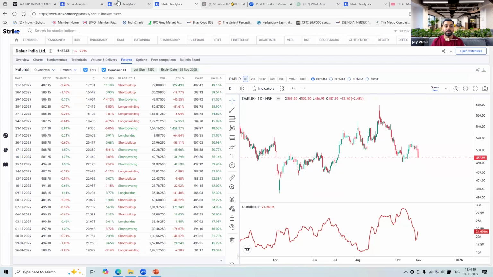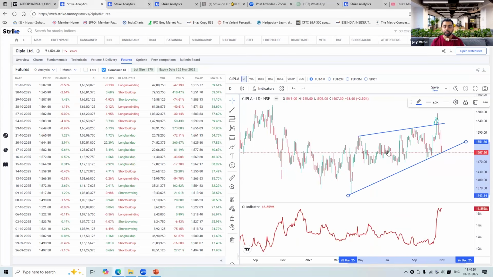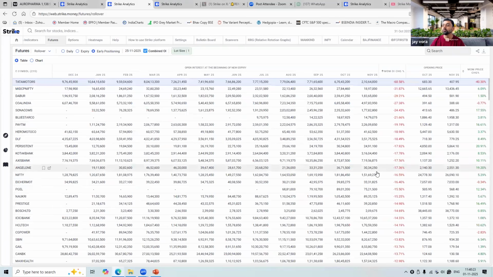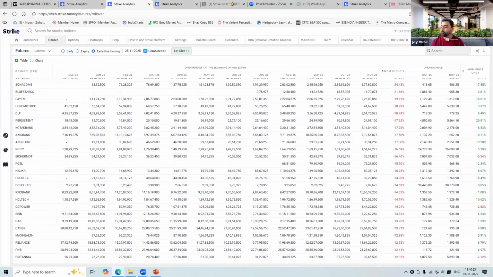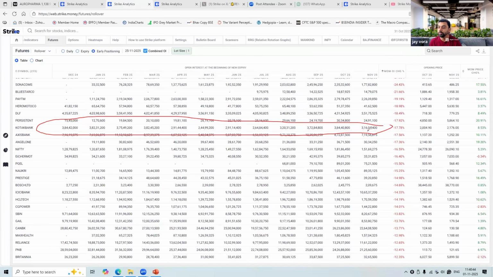And again, that's where I mentioned that early positioning is something which will help you to scan the stocks much more quickly, because over here you will be able to see what the trend is for the stock. Normally, say for example, if Kotak Bank has normally a 4 crore open interest, and suddenly it becomes 10 crore, then the eyebrows should be raised as to what is happening in the stock. Why has there been such a drastic change in open interest? That is what you need to understand.